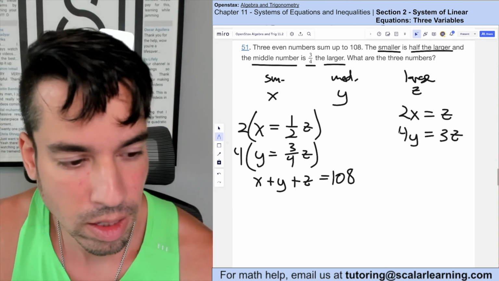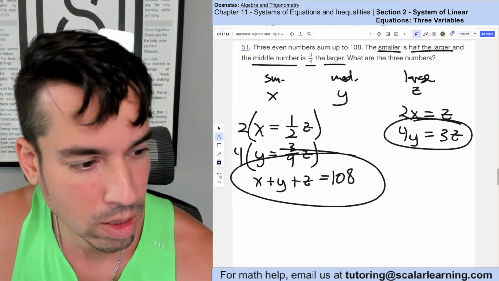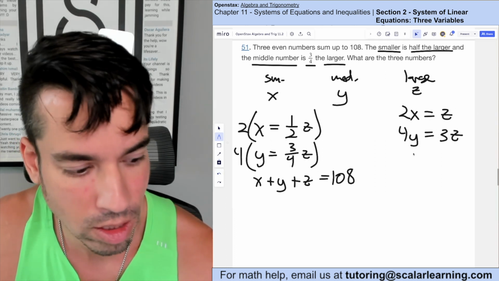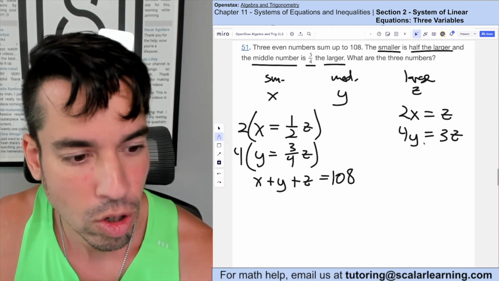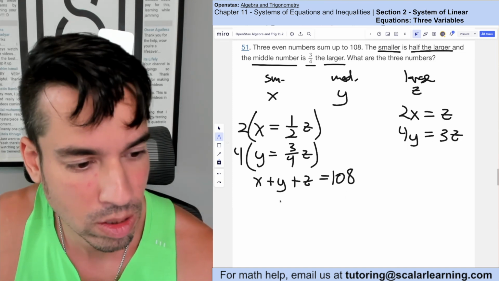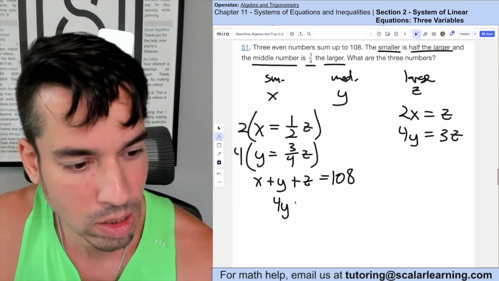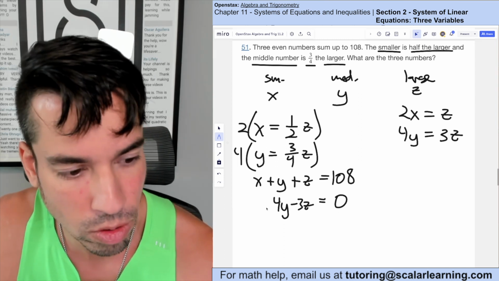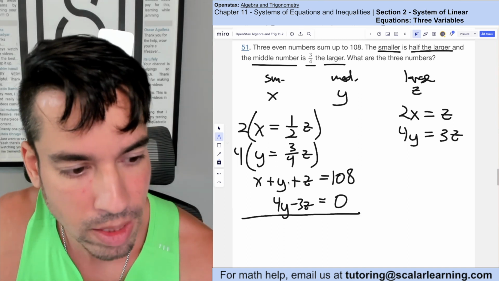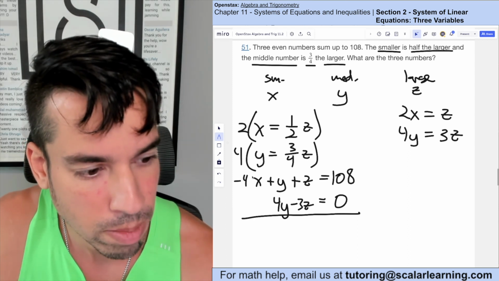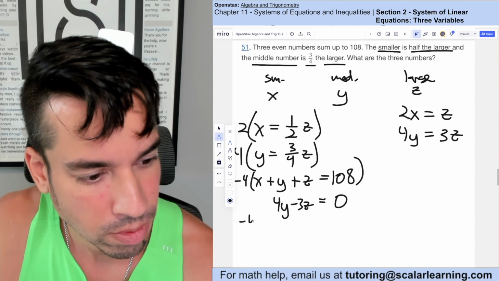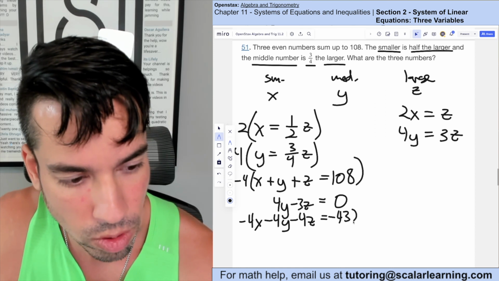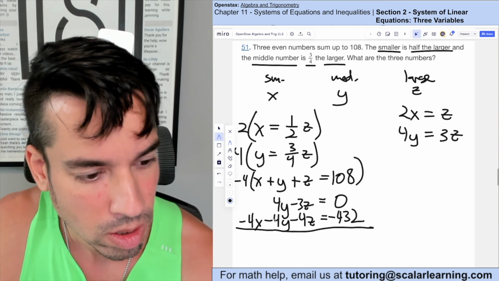So what I'm going to do next is combine this equation with this equation to eliminate the y's. The reason why is because I already have an equation with just x and z, so I'd like another one with just x and z. So if I've got this one, 4y is equal to 3z, I can also write that if I subtract 3z from both sides, then I'd have 0 over here. So 4y minus 3z equals 0, and there is no x. Now what I can do is combine these in the following way. If I multiply the top one by negative 4, I'm going to get negative 4x minus 4y minus 4z is equal to negative 432. And then as we add these together, the y's will cancel out.